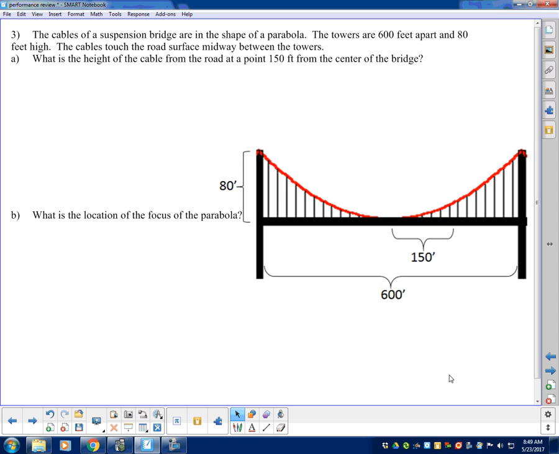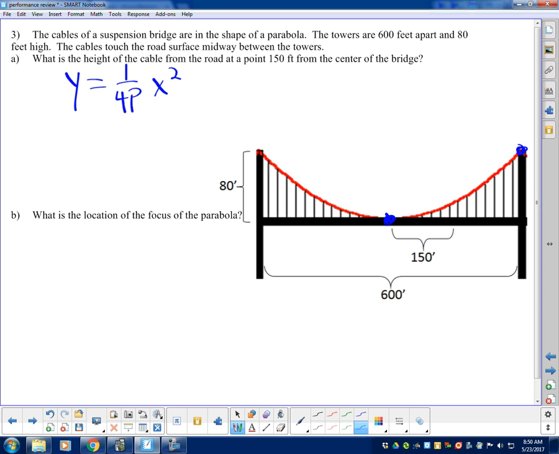So here is the cable suspension bridge problem, problem number 2. It says the cables of a suspension bridge are in the shape of a parabola. So we're going to make this the origin. Therefore, we have 0, 0 as our h, k. So it's y equals 1 over 4p x squared.